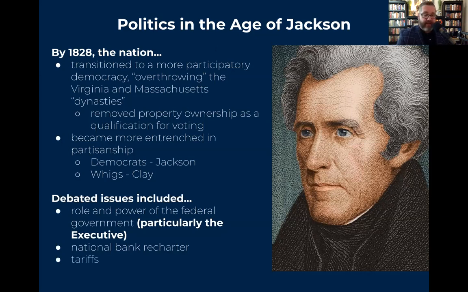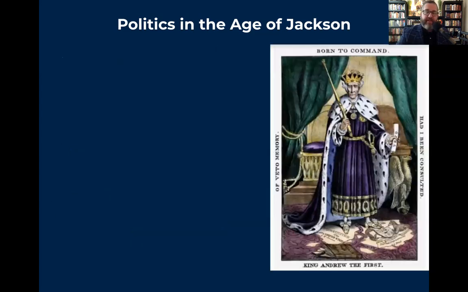That's still going to be debated through the tariff of abominations that we're going to see. That's going to greatly impact the economy, so much so that it puts us on top of closing down the national bank into a panic of 1837. And internal improvements are going to keep including the railroads and expansion of the telegraph and roads and bridges and that kind of stuff.